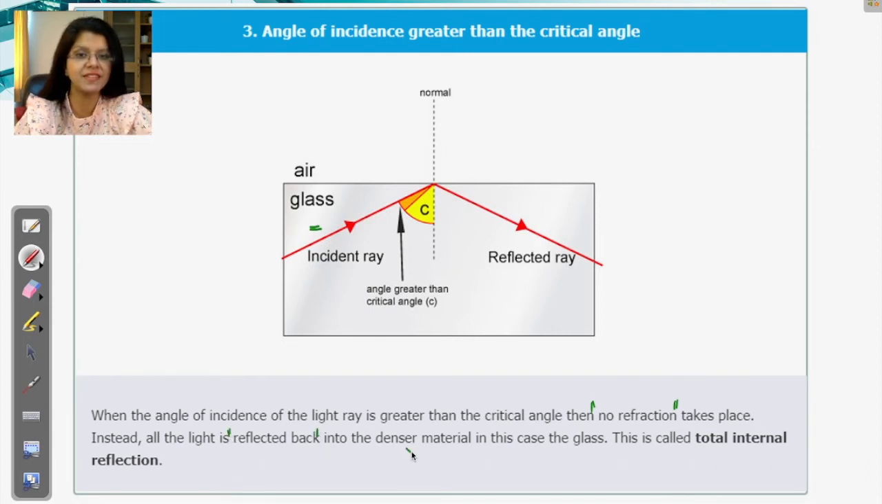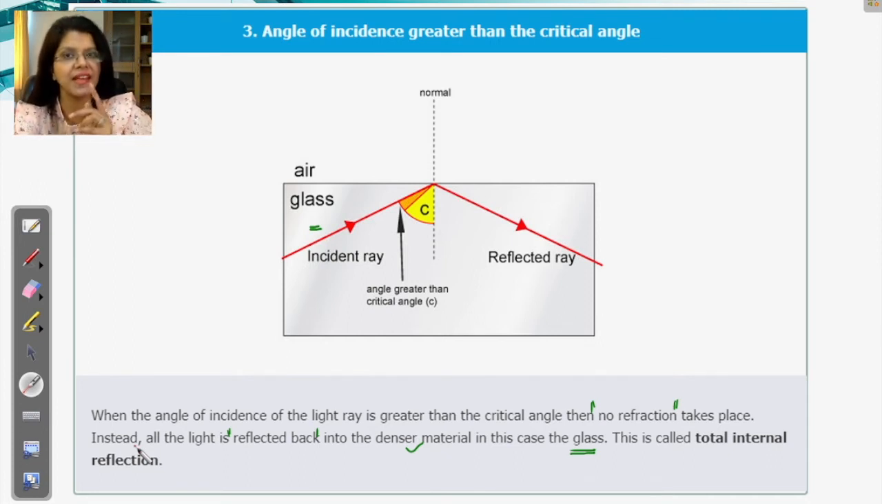Into where? Into the denser medium, and in this case the denser medium is your glass. This is called total internal reflection. So when does the total internal reflection happen? When the angle of incidence becomes greater than the critical angle. So when I is more than the critical angle, what happens?